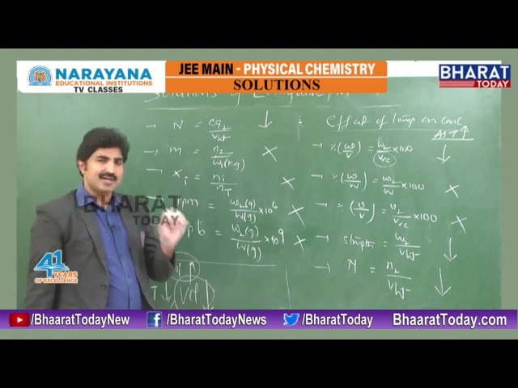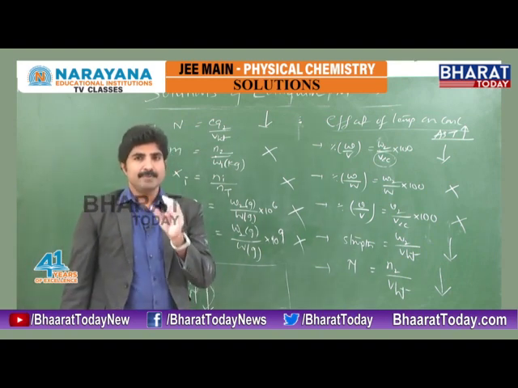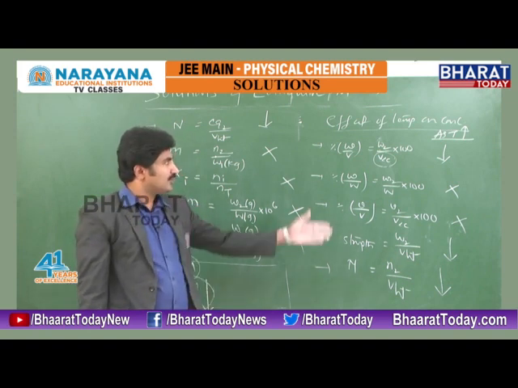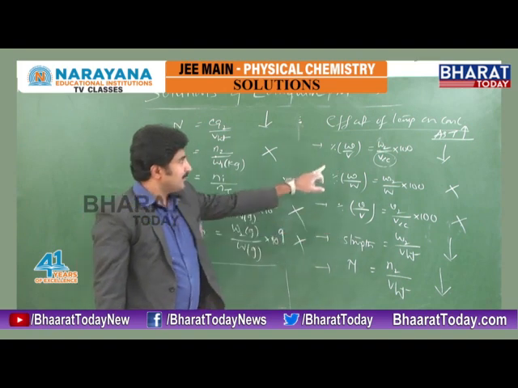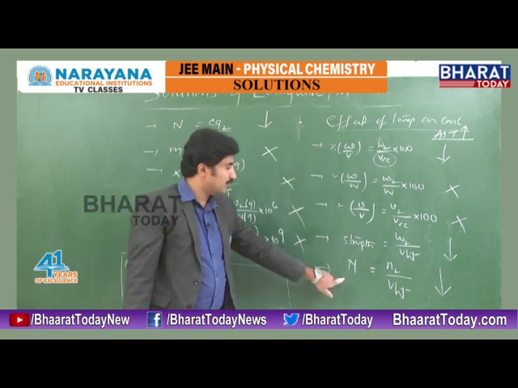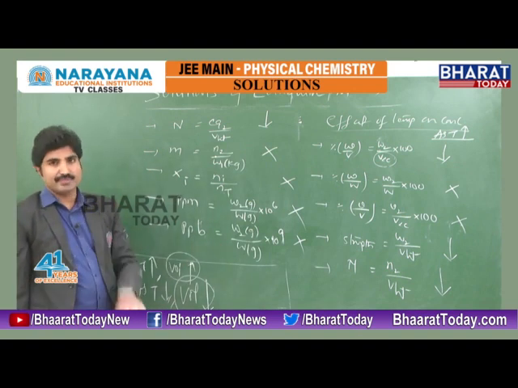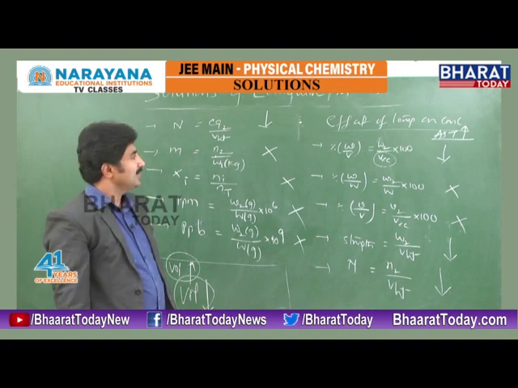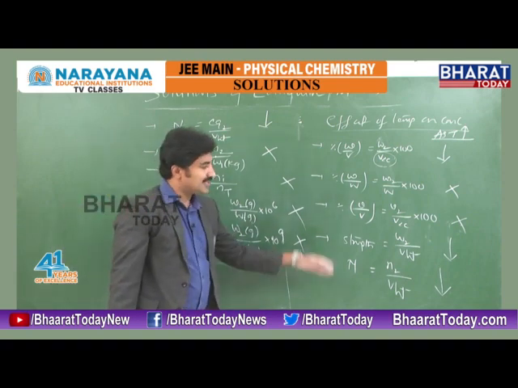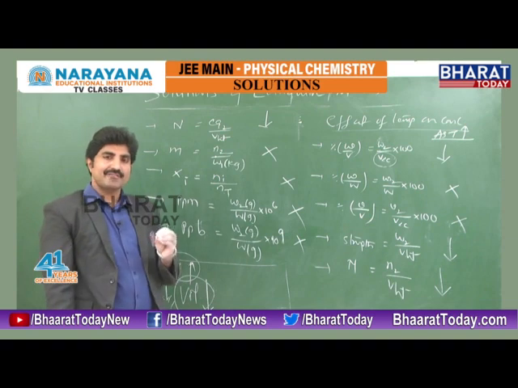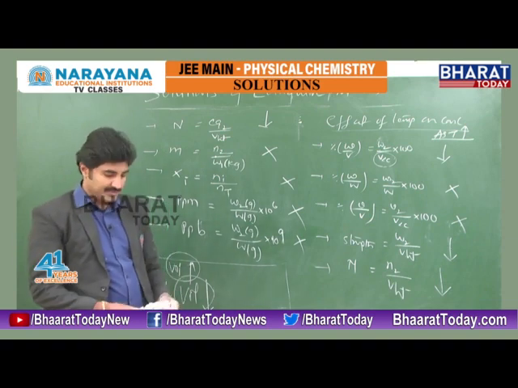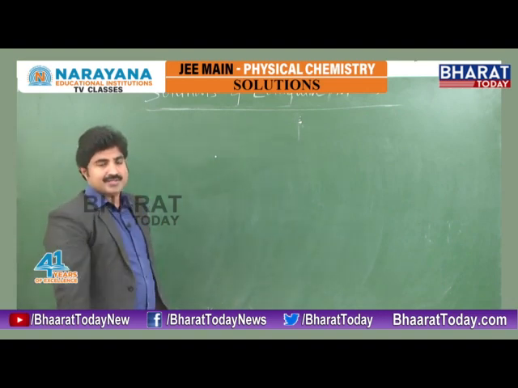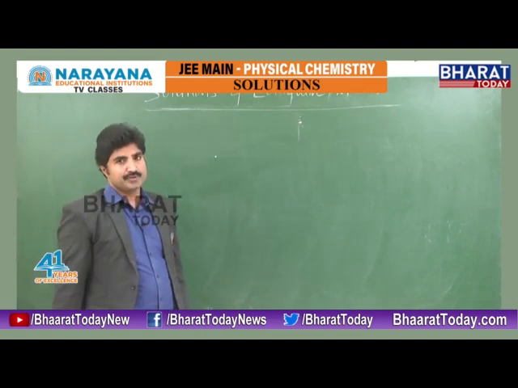Simply, the concentration terms which involve volume will be affected by changing of the temperature. So, as temperature increases, percentage weight by volume, strength, molarity, normality decrease, and the others remain unchanged. Similarly, as temperature decreases, these concentrations increase. This is the effect of temperature on concentration methods. Now see the next one. Based on these concentration methods, you can solve any numerical.